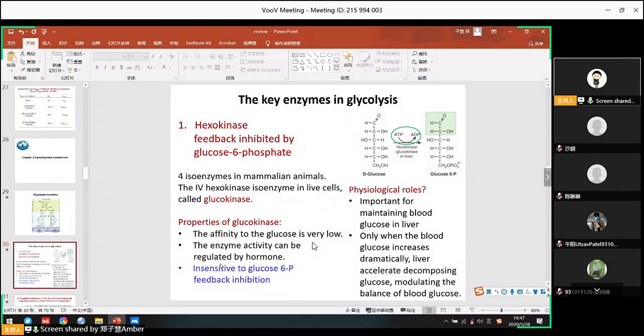And you have to know the regulation in glycolysis. That means the regulation of the key enzymes. It has 3 key enzymes, corresponding to the 3 irreversible reactions. Firstly, it's hexokinase. Hexokinase is in the first reaction, from D-glucose to glucose 6-phosphate. And you have to remember the properties of glucokinase and its physiological roles.